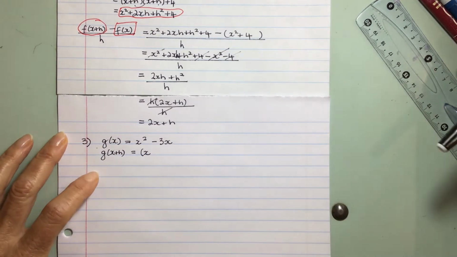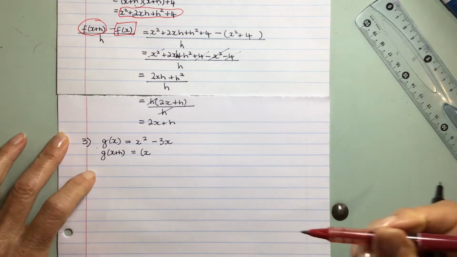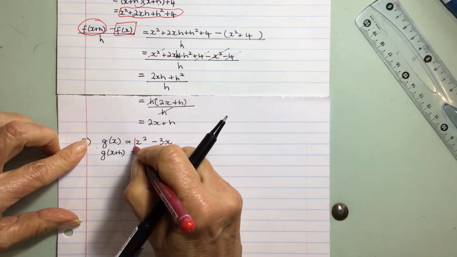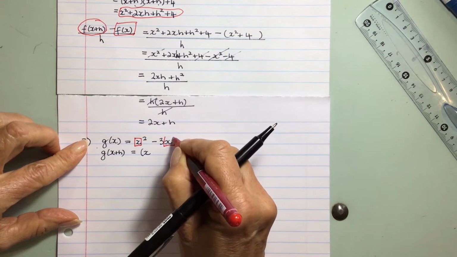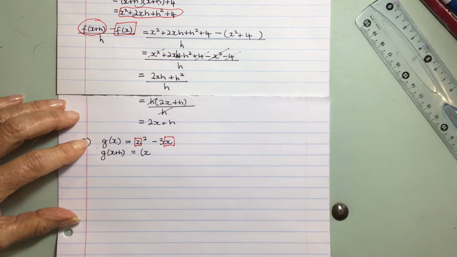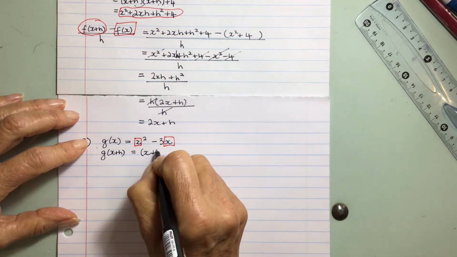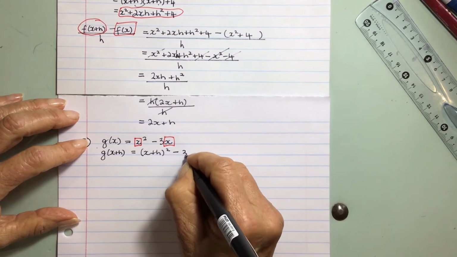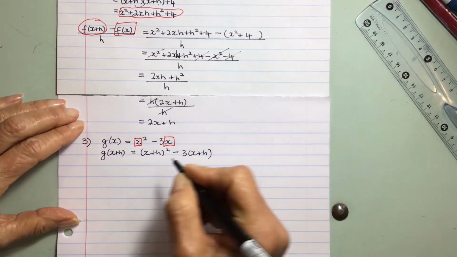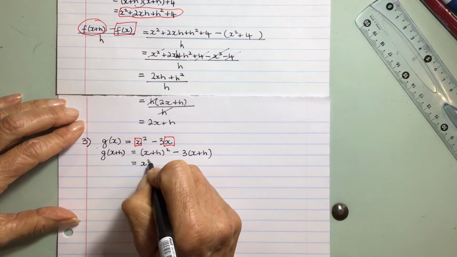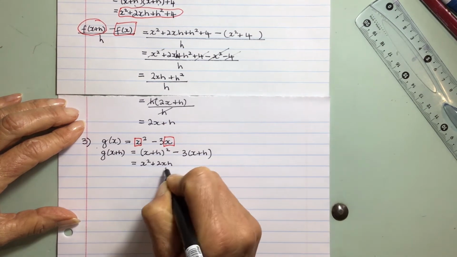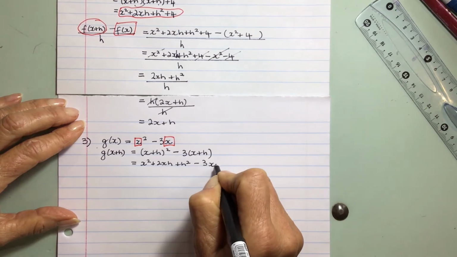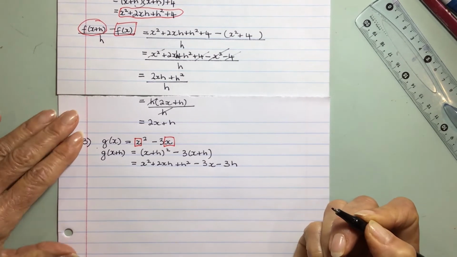So everywhere in the function g, wherever there's an x, replace it with x plus h. Now in this case it's in 2 places, so there's more work to do. So it'll be x plus h all squared minus 3 by x plus h. So that's x squared plus 2xh. Remember, your outers and inners, plus h squared minus 3x minus 3h.